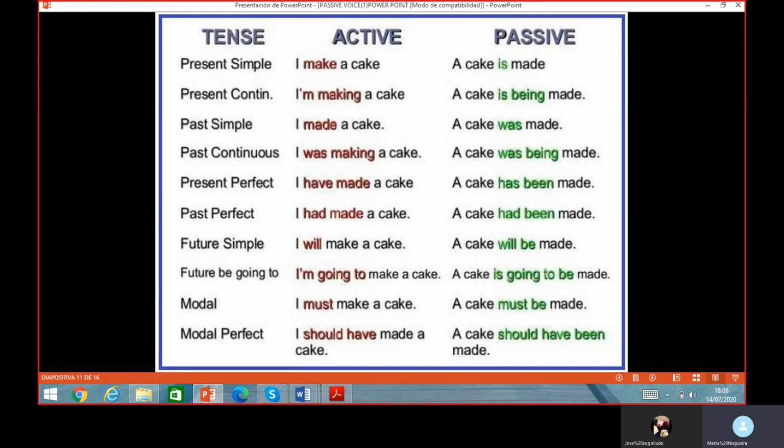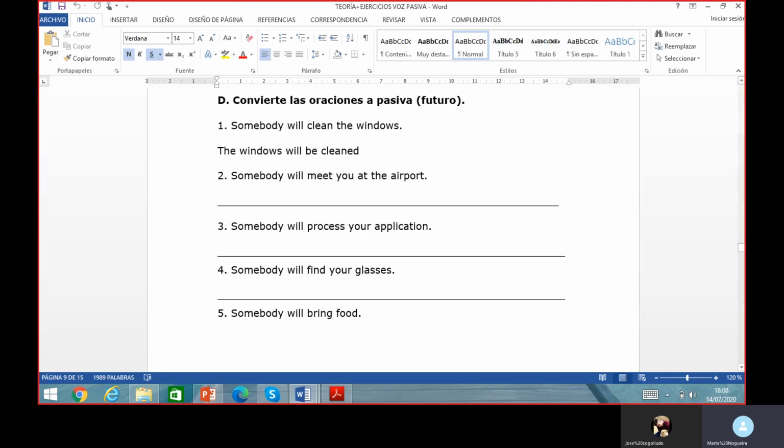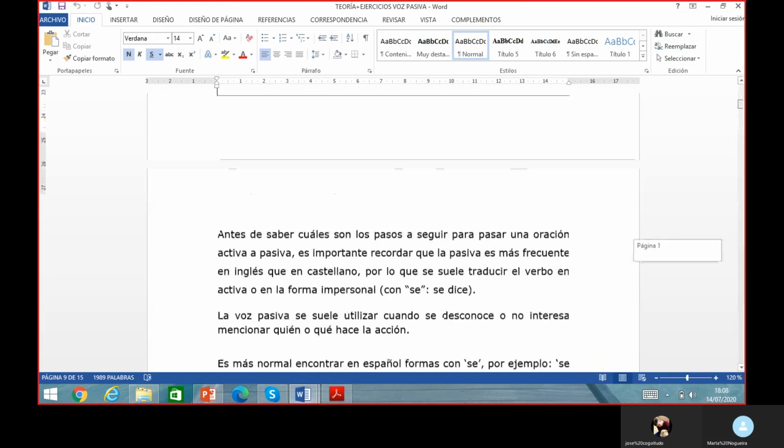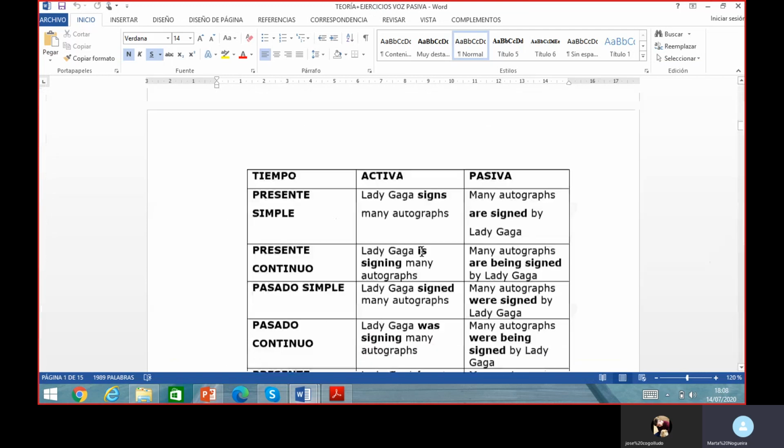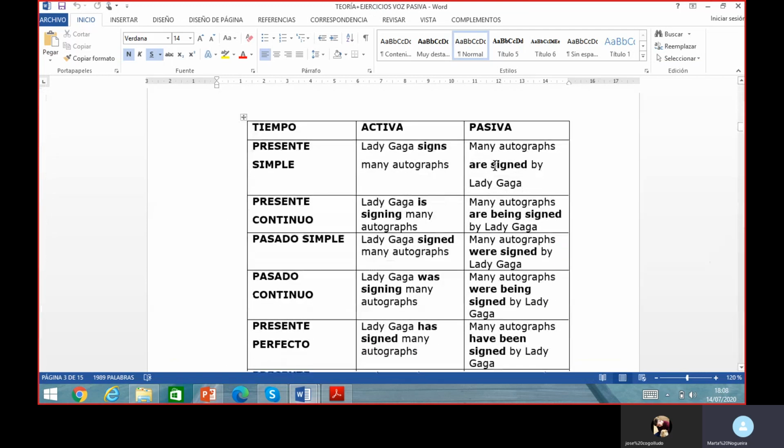And this is a box that you have also, with another example, in the document that I passed, which is this, okay, which is the passive voice. Okay, you have here the structure. So we always put the same participle. So it's all the time the same.